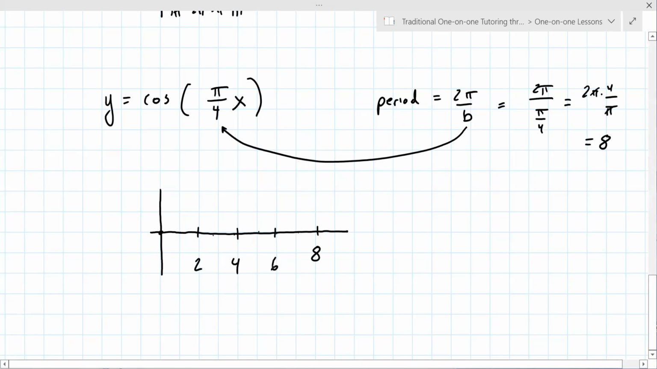Yeah. So you go midpoint, the other midpoint, and then the other midpoint. Now cosine starts high, which means it's going to start up here. I haven't been labeling this, but it starts at 1. At the first cut, it goes down. At the second cut, it comes to a minimum. Then it comes back up like this.